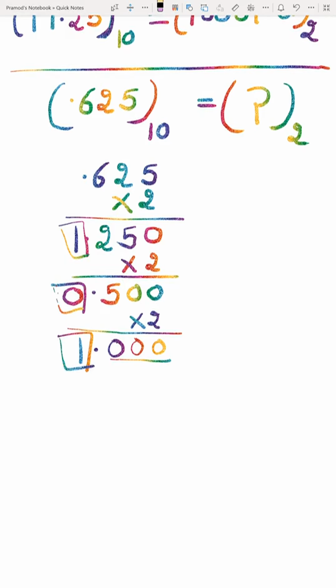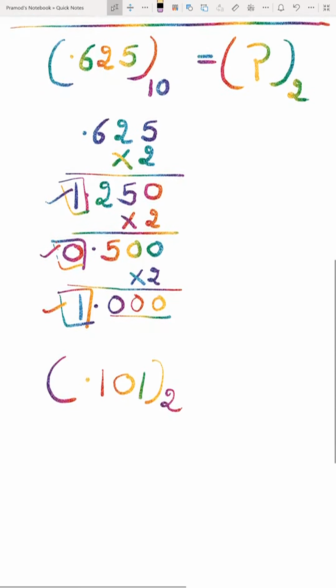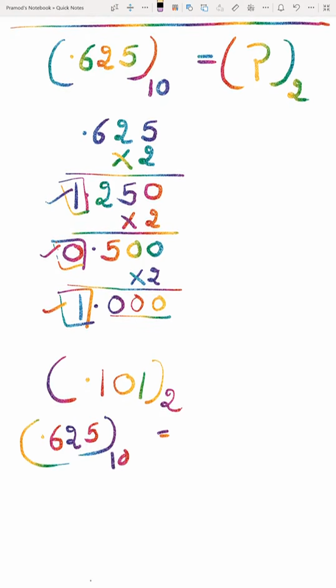So how do you write your answer here? Start with the dot. First you write down 1 here, after that 0, after that again 1 here, and this is your binary. So how do you write your answer? 0.625 decimal is equivalent to 0.101 in binary. Clear, everyone?